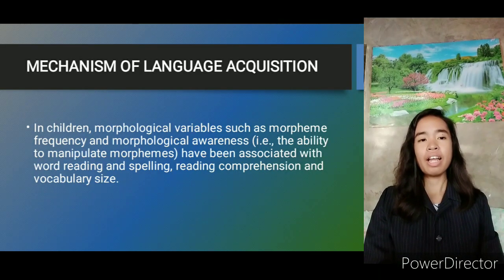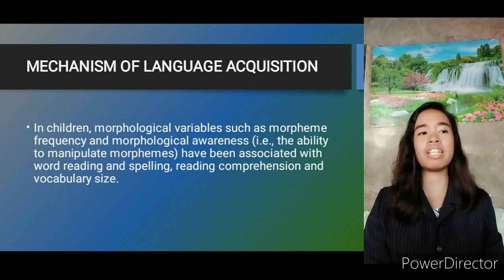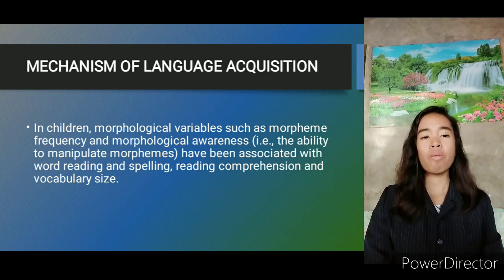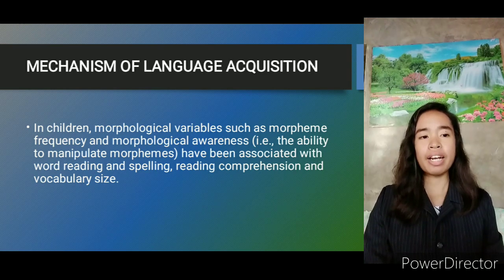In children, morphological variables such as morpheme frequency and morphological awareness, the ability to manipulate morphemes, have been associated with word reading and spelling, reading comprehension, and vocabulary size.